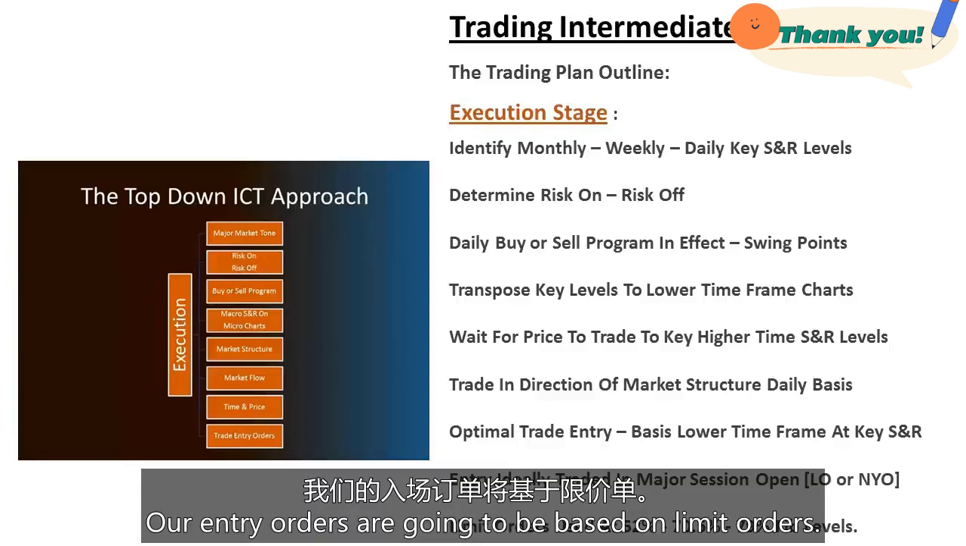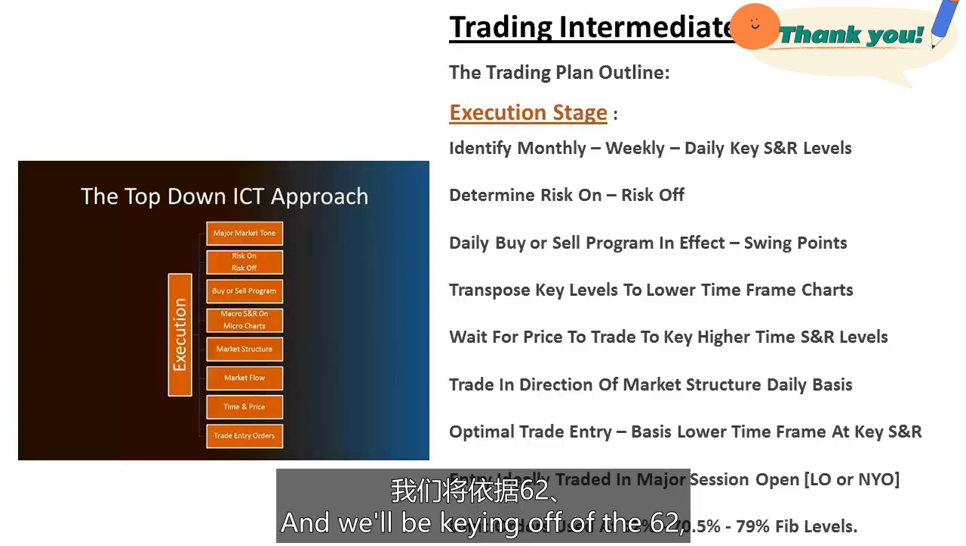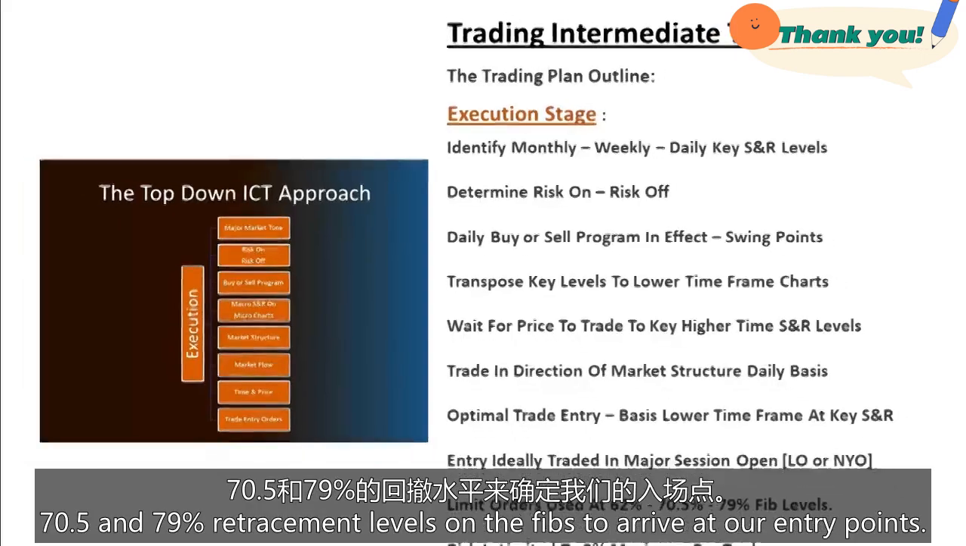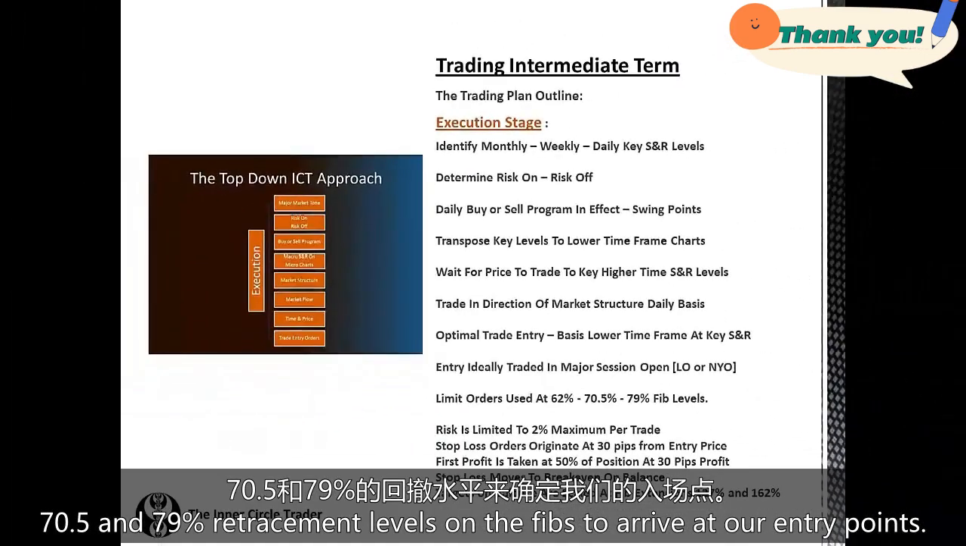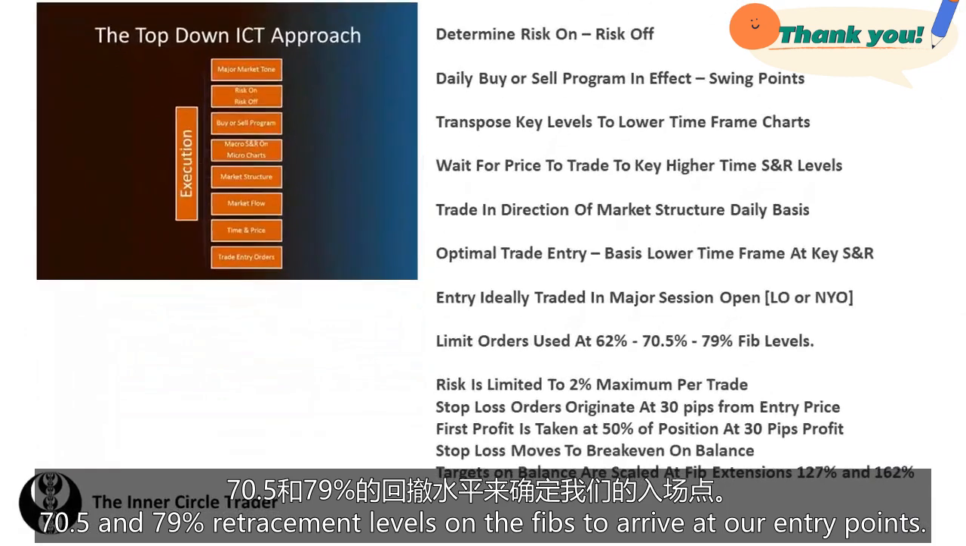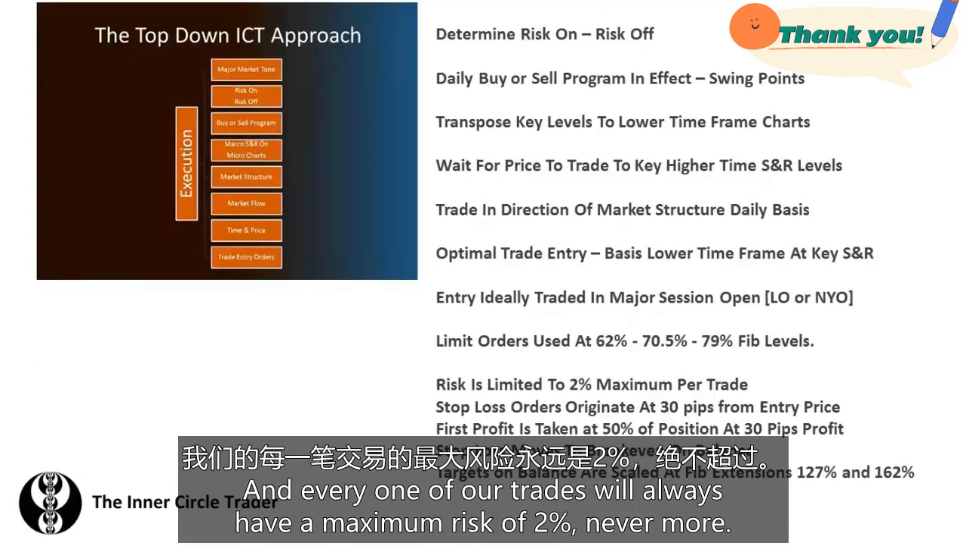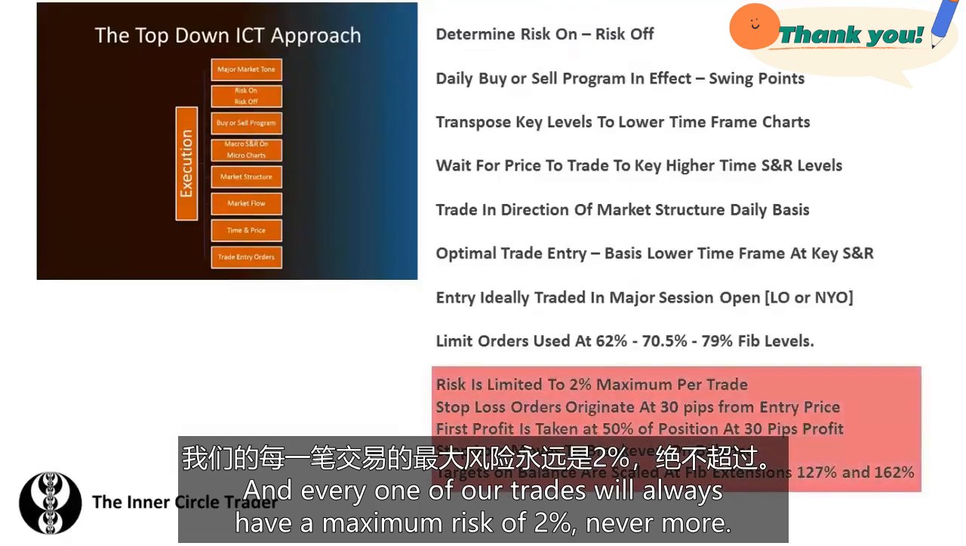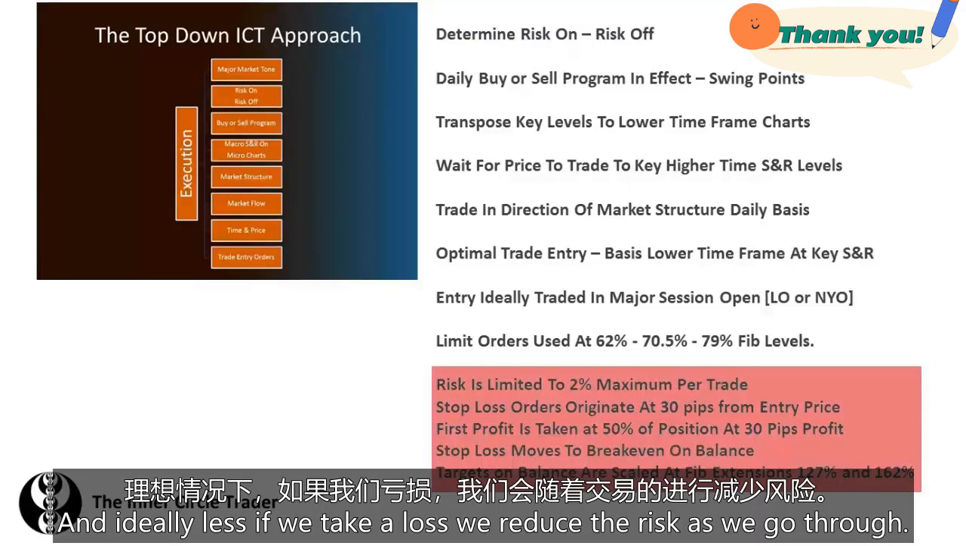Our entry orders are going to be based on limit orders, and we'll be keying off of the 62, 70.5, and 79% retracement levels on the fibs to arrive at our entry points. And every one of our trades will always have a maximum risk of 2%, never more, and ideally, less.